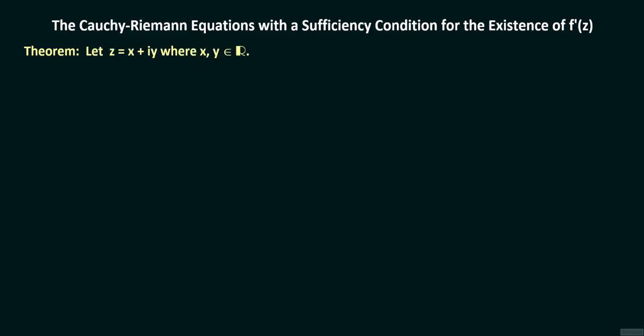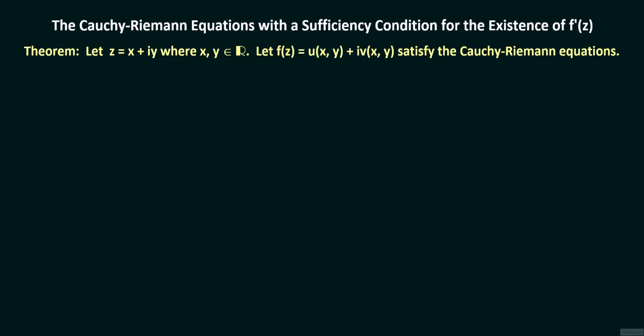Let z be equal to x plus i times y, where x and y are real numbers. Let f of z be equal to u of x,y plus i times v of x,y, where u and v are real valued functions. Suppose that f satisfies the Cauchy-Riemann equations, where u sub x equals v sub y and u sub y equals minus v sub x. u sub x, v sub y, u sub y, and v sub x are the partial derivatives of u and v with respect to x and y.